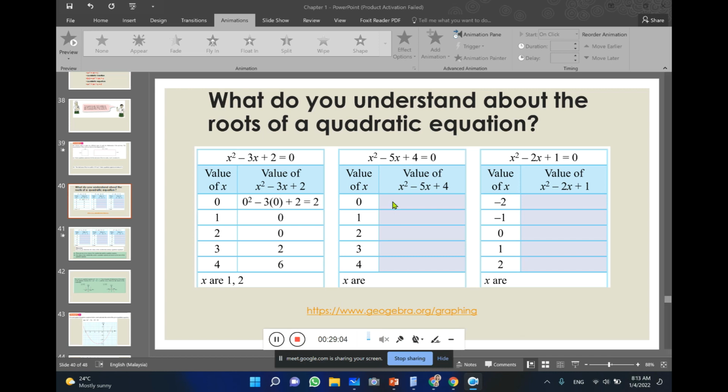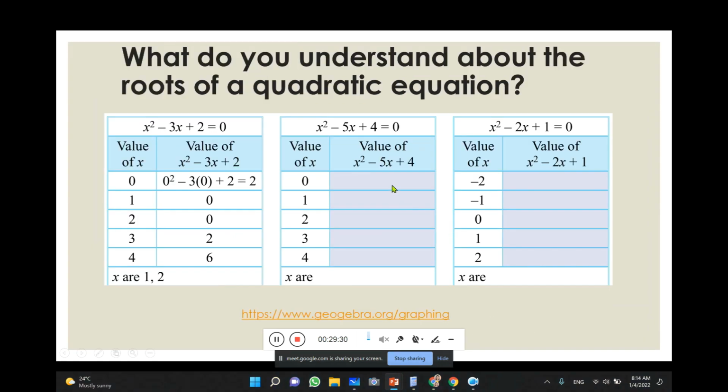Haikal? Can you hear me, Haikal? Muhammad Haikal. Yes, madam. Okay. Can you give me an answer for the first table here? What is the value of x squared minus 5x plus 4 when it is equal to 0? Oh, you got 1 and 4. Can you help me to fill in this column here? What is the first value? This one. It's 4. 4, correct.